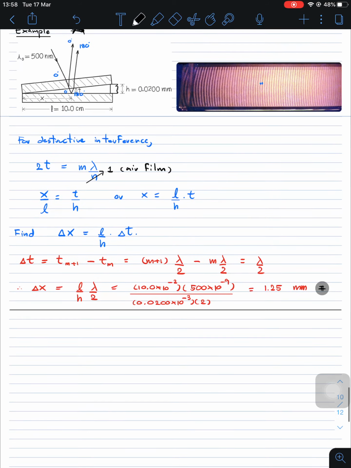Okay, so it's going to be this distance, delta x.